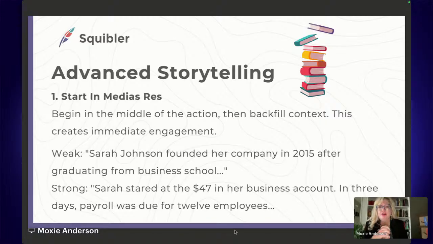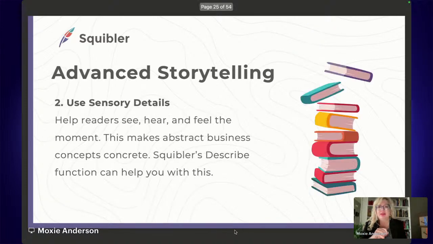Compare that with the stronger opening. Sarah stared at the $47 in her account. In 3 days, payroll was due for 12 employees. Now we have a conflict. Now we have something we want to find the resolution to. And it does pull your reader in to have this narrative.